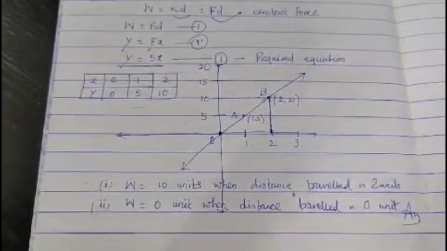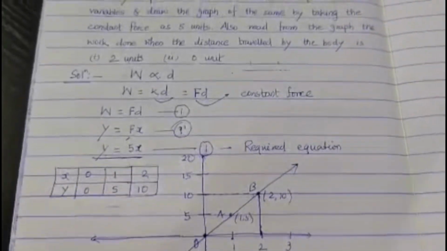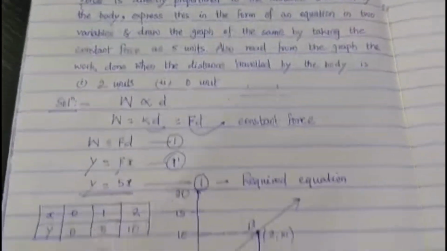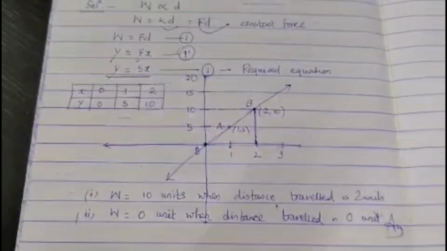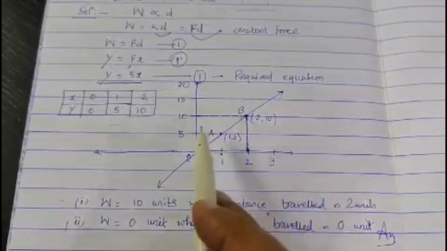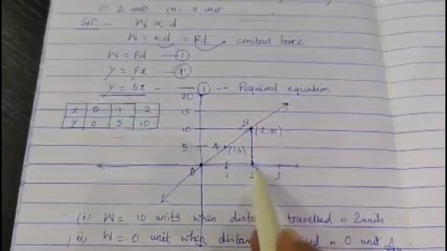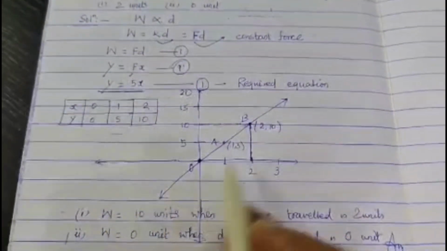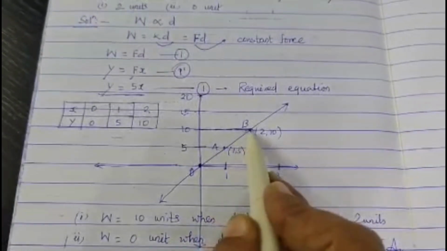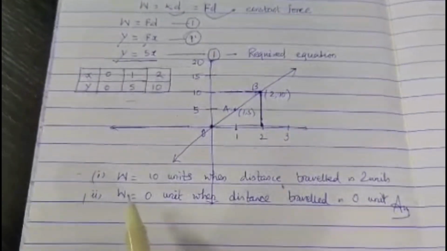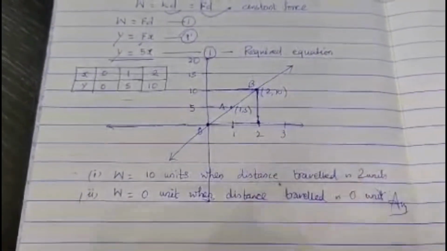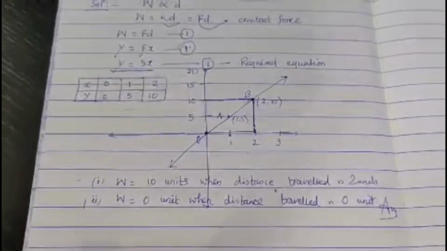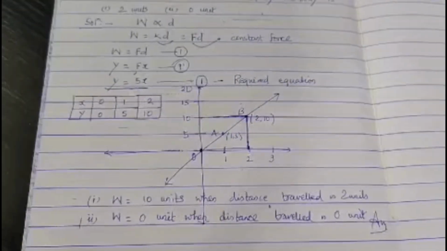This is the way to solve the question. First you write the equation according to the information, then you draw the table, then you draw the graph, and from the graph you can find the values: when x-axis is 2, then y-axis will be 10. So the value of work is 10 units when distance travelled is 2 units. Okay. So let's move on.